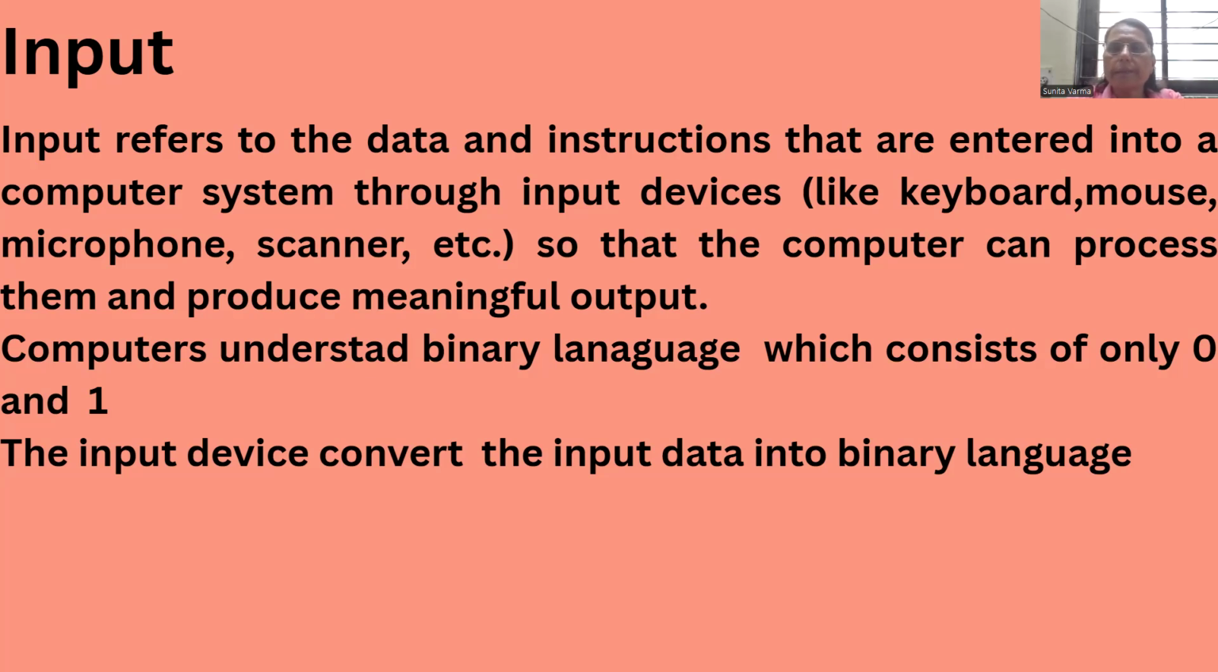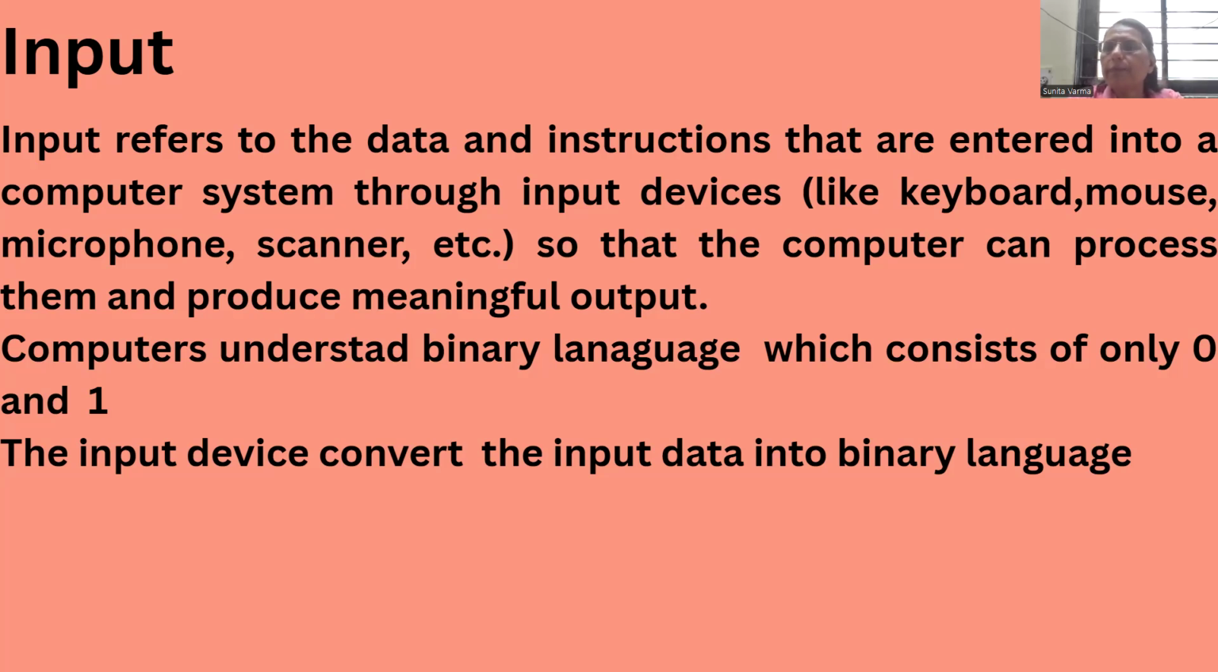Computer only understands the binary language, and binary language means only represented by using 2 digits, 0 and 1. So why is the computer working only on binary digits? Because the computer consists of electronic devices, and electronic devices have only 2 states, either on or off. So one state is represented by 0, another state is represented by 1. So the computer can understand only 0 and 1.